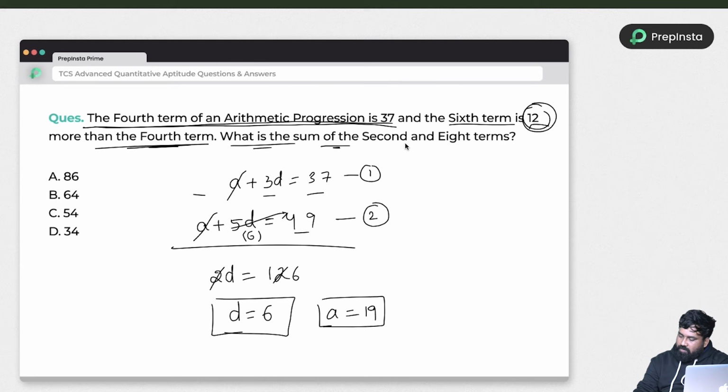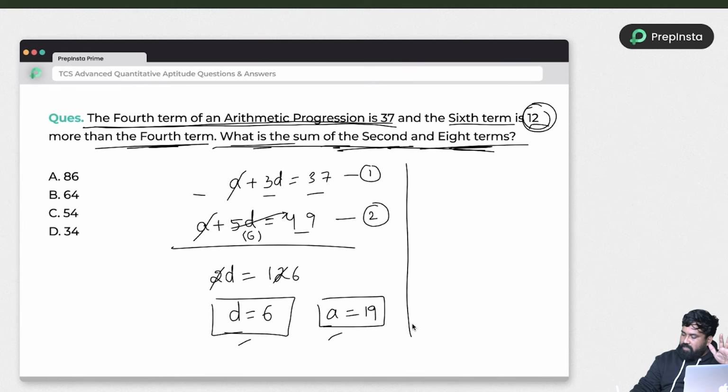What is the sum of the second and eighth terms? In order to find the second term and eighth term, you need to find the A and D values. Whenever I got the two equations, I already know I have to find the A and D values. That's why I didn't even read the question directly. So what is the sum of the second and eighth terms?